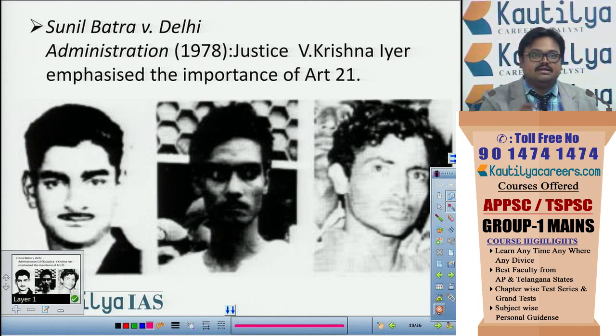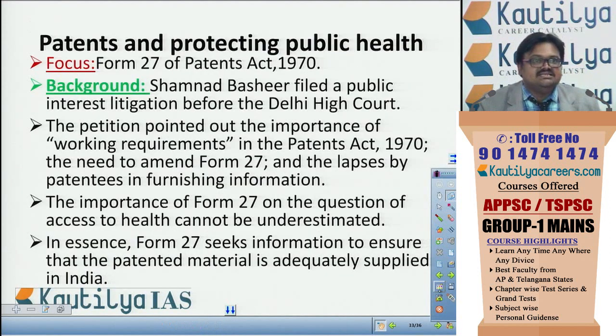So this is the third article that we have discussed. So the next article is about patents and protecting public health. The focus of this article is on Form 27 of the Patents Act 1970.